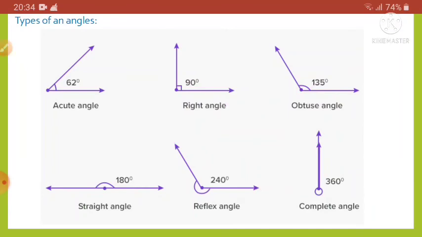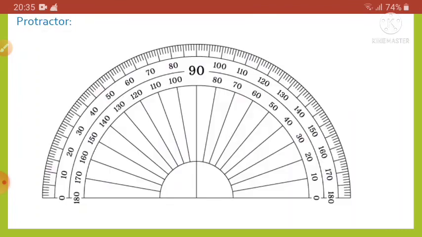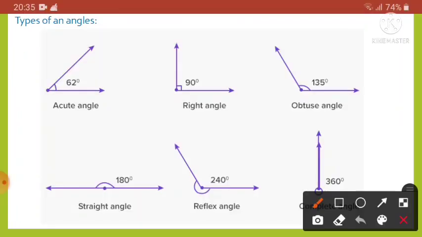Next one is the straight angle. The angle which measures 180 degrees is called a straight angle. Here, if you write the name ABC, angle ABC measures 180 degrees, so it is a straight line.